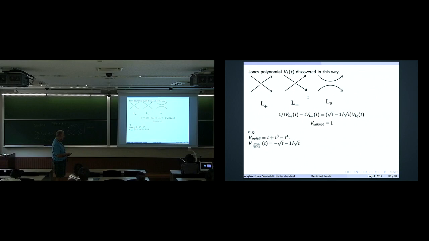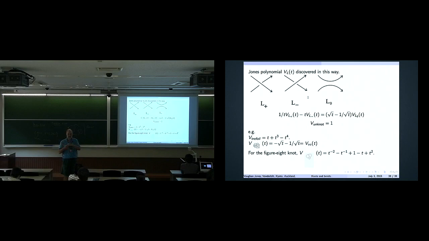Now, here's this two-component link, a rather complicated one that I put up here. Its Jones polynomial is simply minus root t minus 1 over root t. So a huge amount of cancellation goes on. In fact, this polynomial is the same as the polynomial for two unlinked circles. So you remember back to the Conway knot, that complicated 11 crossing knot, which as far as the Alexander polynomial was concerned was the same as the unknot. So for this link, as far as the Jones polynomial is concerned, it's the same as an unlink.